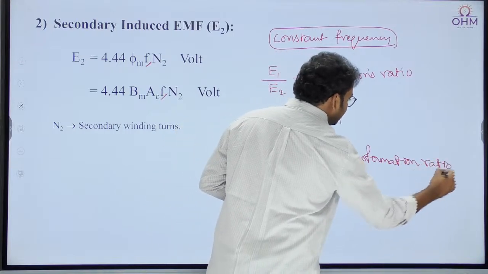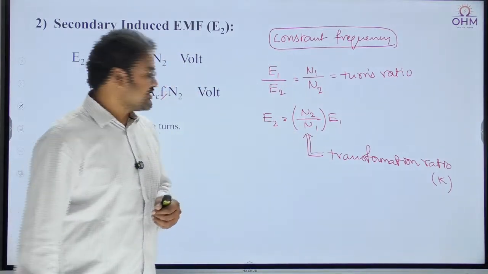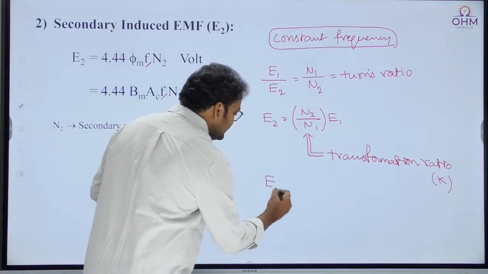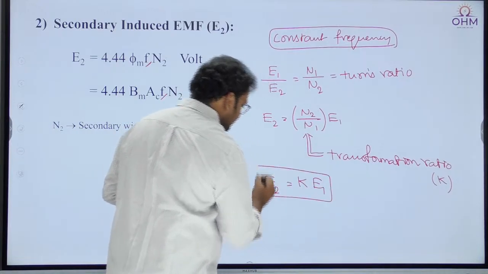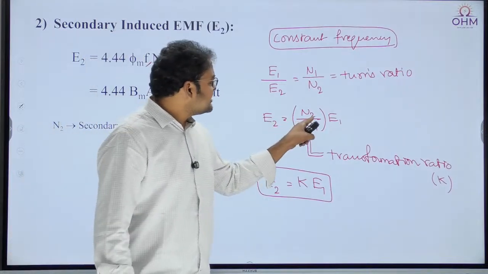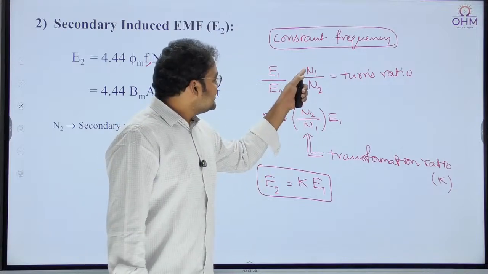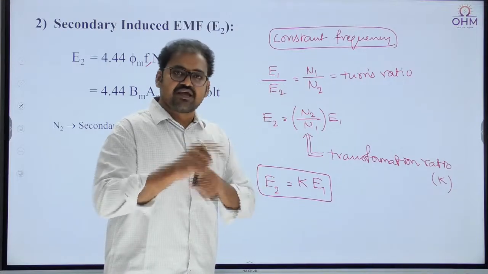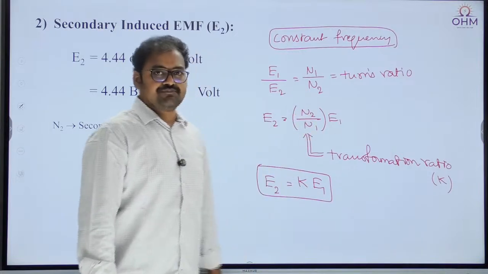Transformation ratio is represented with the letter K. K is nothing but a transformation ratio. Therefore, I can write E2 is equal to K times of E1. So you can understand the difference between turns ratio and transformation ratio. Turns ratio is N1 by N2, primary to secondary. Transformation ratio is N2 by N1, that is secondary to primary.